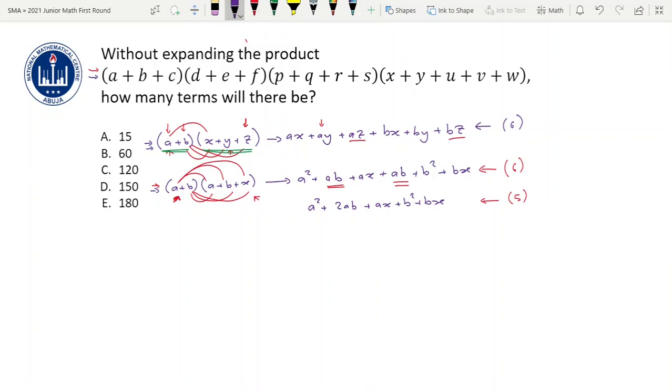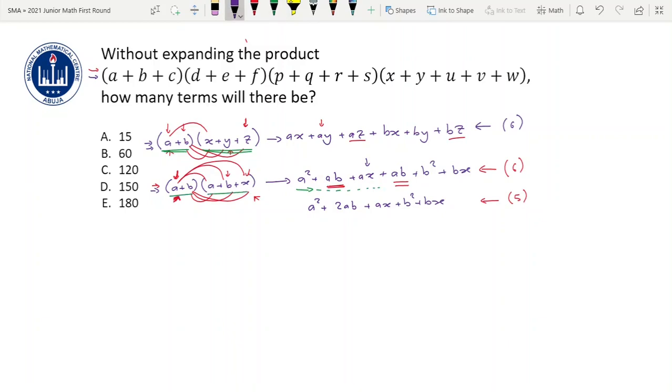For example, if you look at ax here, ax is the product of a from this bracket and x from this bracket. The first ab we got here was the product of this a here and the b here. So a similar thing also happens here. Each expression that you have on this right hand side, from here onwards, is a product of one term from the first bracket and one term from the second bracket.